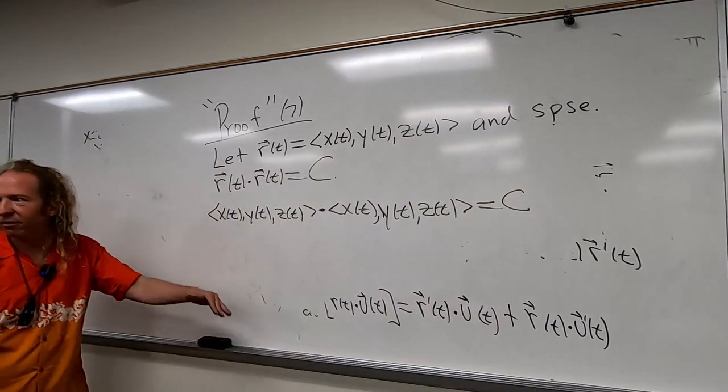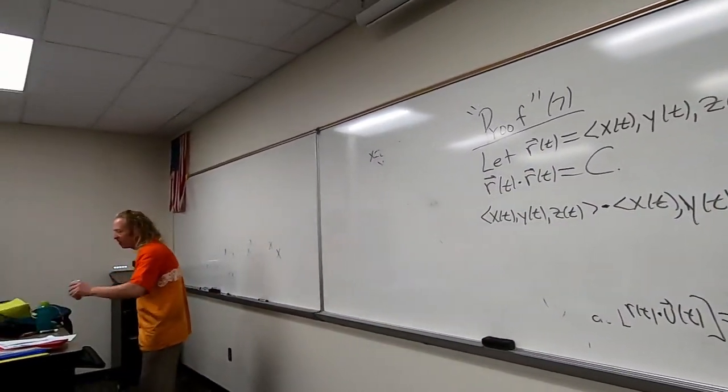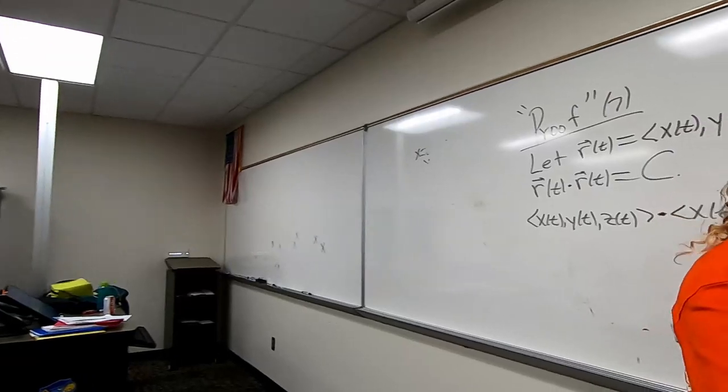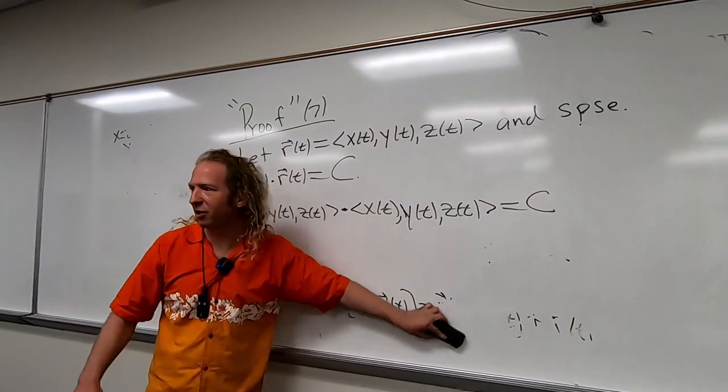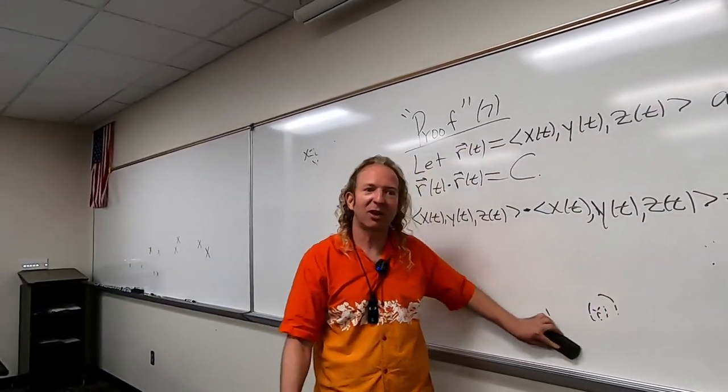That's what we have. So how are we going to finish? I have no idea. Well, I do have some idea, but a lot of times in proofs you're just blind. You don't know what's going on. You're just writing stuff down, hoping that it works. That's how it is in math sometimes.